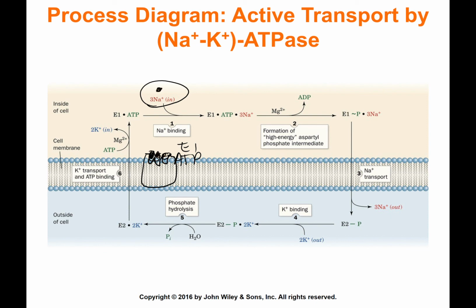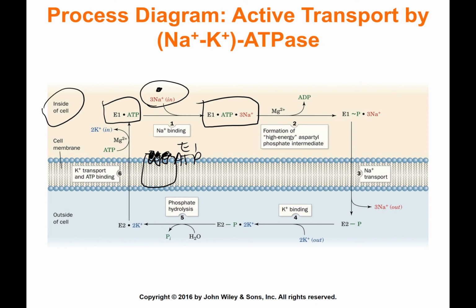So bind these 3 sodiums here. And so we can end up basically with a complex. We can start off with the E1 state bound to ATP. That can bind the 3 sodiums on the inside of the cell. I also want to point out this diagram is probably upside down to how you're used to thinking about membranes. The inside is actually on the top, and the outside's down below. But it can bind these 3 sodiums inside the cell.